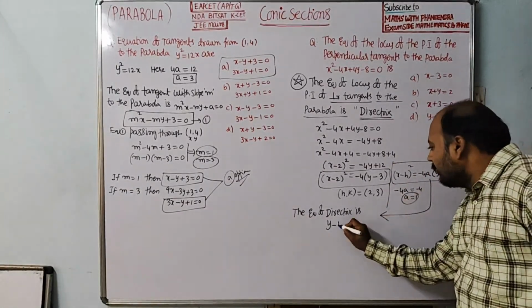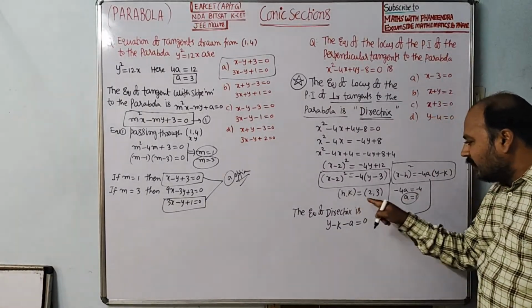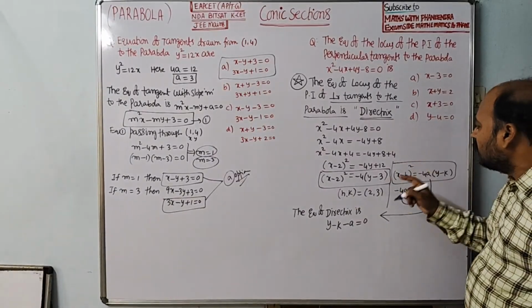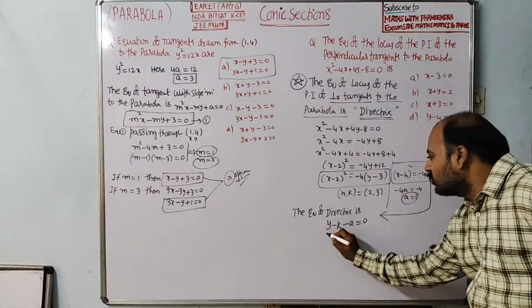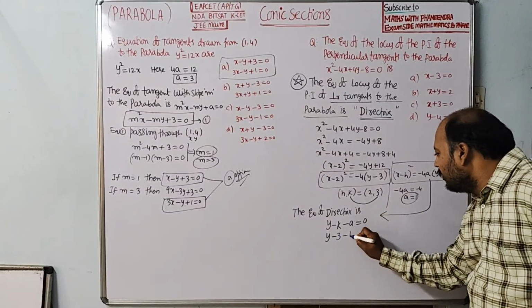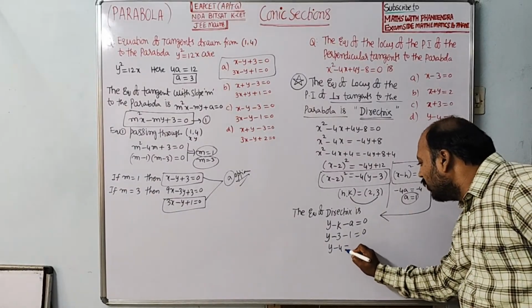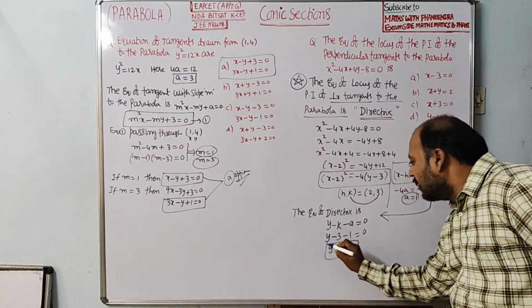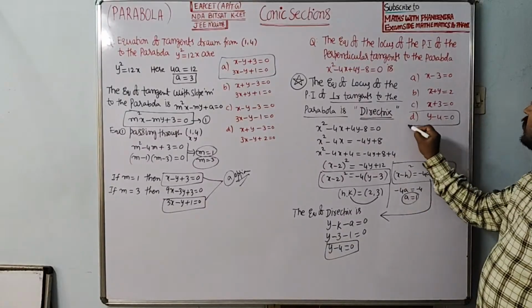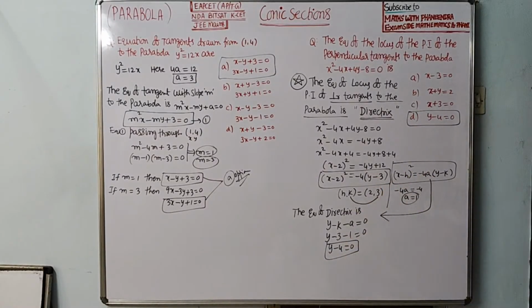So that time, y minus k minus a equal to 0. So h comma k values are there, a value is also there, a is equal to 1. So y minus k, k value 3, a value is 1. So y minus 3 minus 1, y minus 4 equal to 0, which is the required equation of locus. It is there in the fourth option, dear students. I hope you understand. We will move to another set of questions.